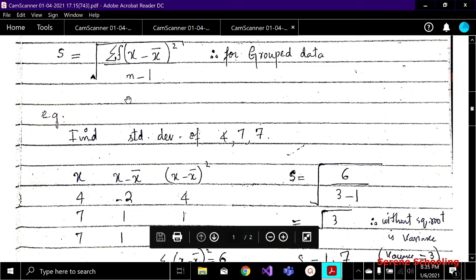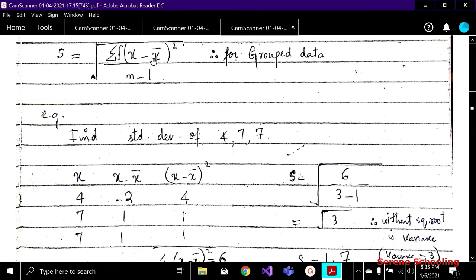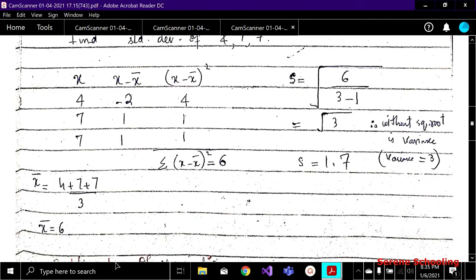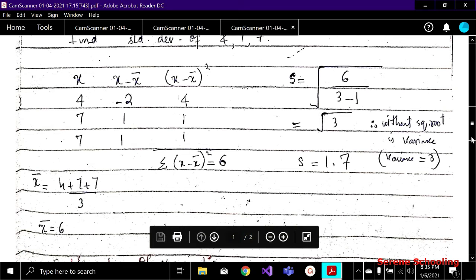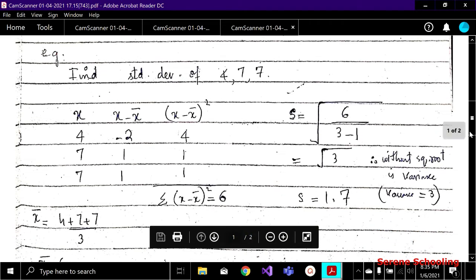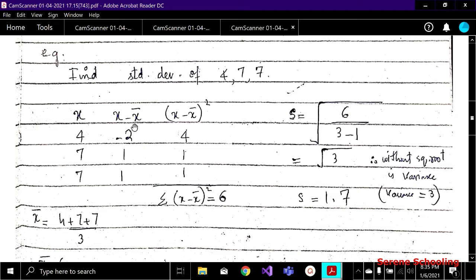Then as I have told, we start from the innermost expression, right? So first we take x minus x bar. For this we need our mean. Mean is what? Sum of all values by total number of values. It gives us 6. Okay, so our mean is 6, and then subtract 6 from each data value. 6 minus 4 is minus 2, 6 minus 7 is minus 1, and 6 minus 7 is minus 1, right? You can see I'm not using minus signs with some values because ultimately they're going to be squared, right? So they have to become positive, no issue.